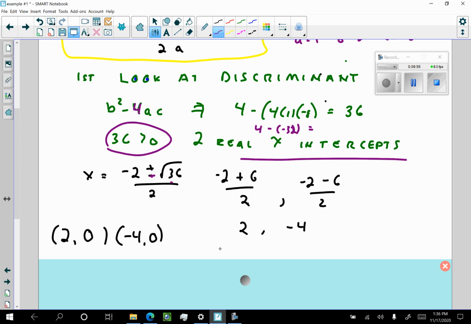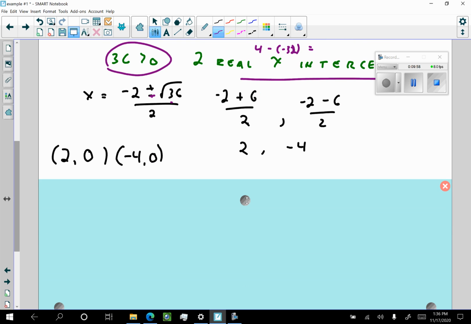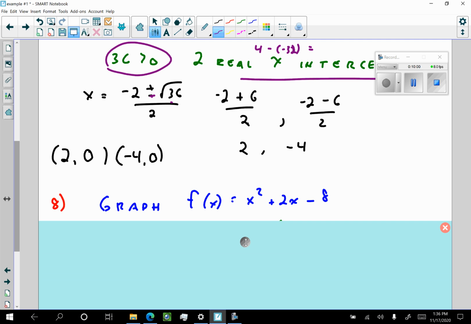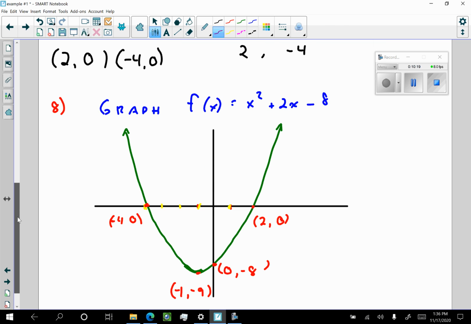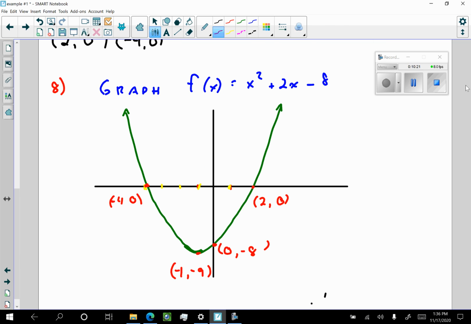So what are we going to do now? We're ready to graph this. We have the y-intercept, the vertex, and the x-intercepts. We know it opens up. So let's graph it, and I'm going to turn off the revealer and show you the graph. These are pretty easy to graph. Here you have your vertex, -1, -9. You have 0, -8. You have 2, 0 and -4, 0.